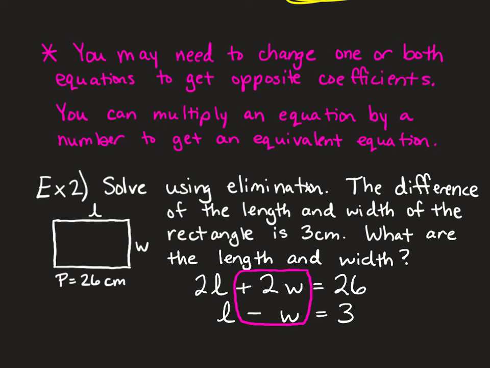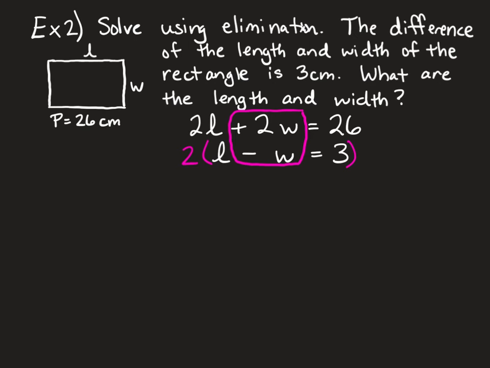The signs are positive and negative, but the coefficients are different. So I want them to both be 2. So I'm going to multiply this bottom equation by 2. And then I'm going to rewrite it here below. So my first equation stays the same, but my second equation, when I multiply by 2: 2 times the length is twice the length. 2 times the width is minus twice the width, because there was a subtraction symbol. And 2 times 3 is 6. And so now I've rewritten that second equation by using an equivalent equation by just multiplying it by a number.